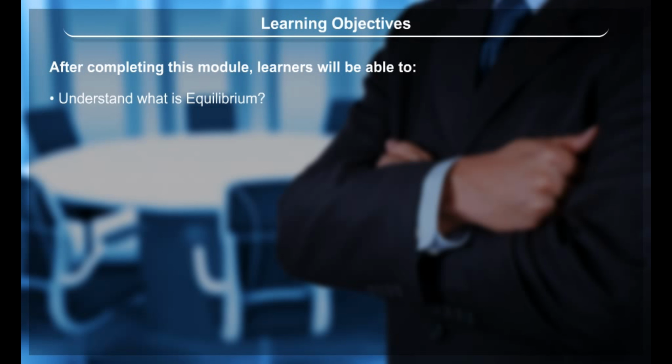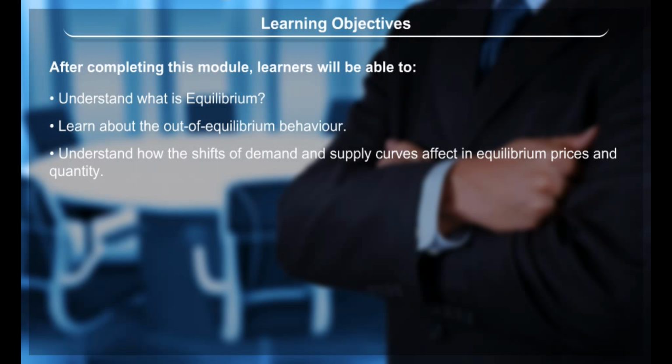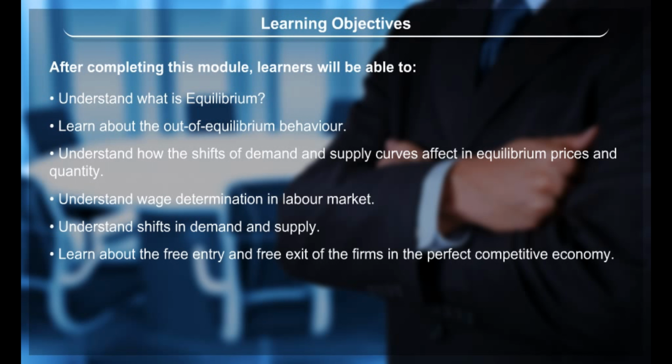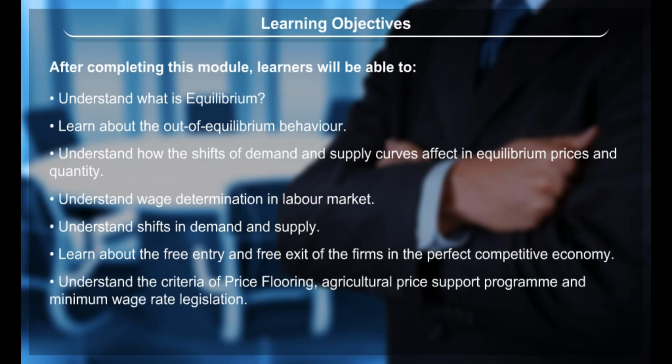Learning objectives. After completing this module, learners will be able to understand what is equilibrium, learn about the out of equilibrium behavior, understand how the shifts of demand and supply curves affect equilibrium prices and quantity, understand wage determination in the labor market, understand shifts in demand and supply, learn about the free entry and free exit of the firms in the perfectly competitive economy, and understand the criteria of price flooring, agricultural price support programs and minimum wage rate legislation.